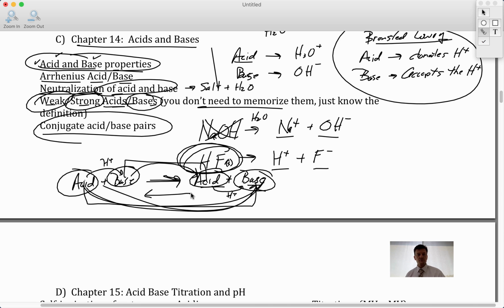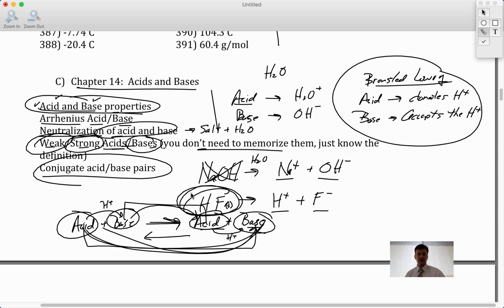Okay? All right. So there's not a lot of calculations that go on here. You just need to know a lot of definitions for chapter 14. So I would encourage you to look back at the interactive reader and review, refresh, and ask questions.